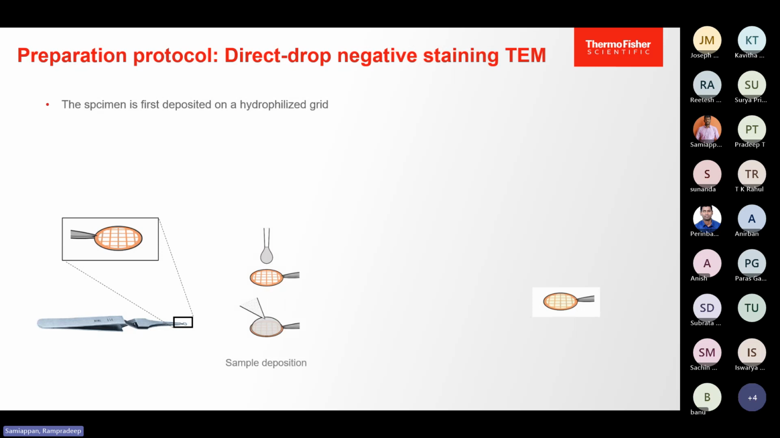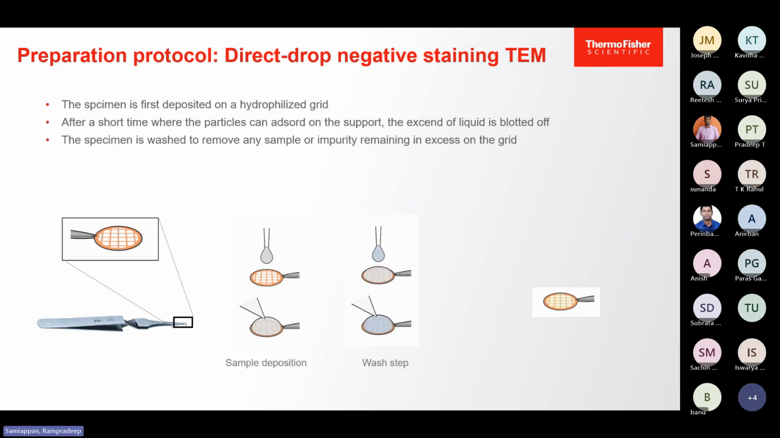Preparation protocol. So yes, this is how you have to hold the grid. The sample is dispersed, and either you can swipe the liquid with the help of a filter paper on the sideways or else on the bottom part of the grid. But make sure that you won't bend the grid. That's very important.